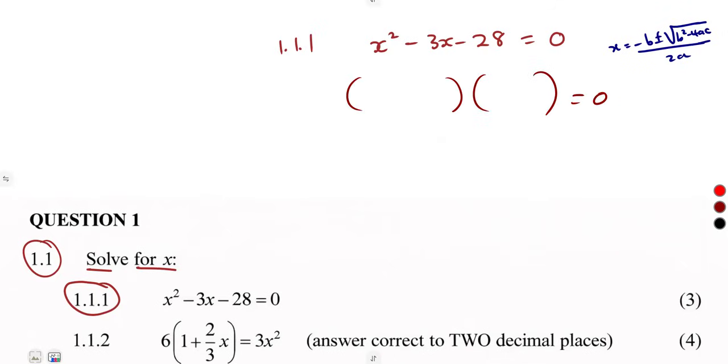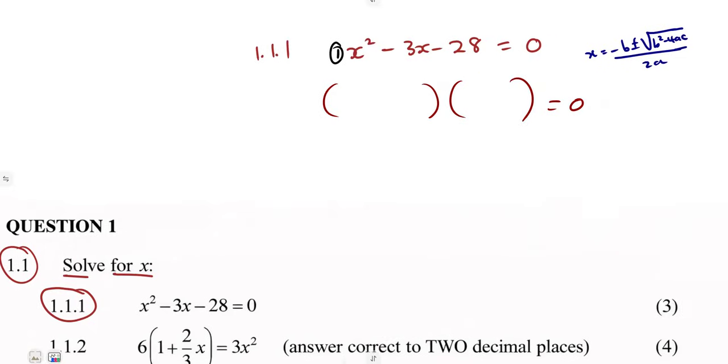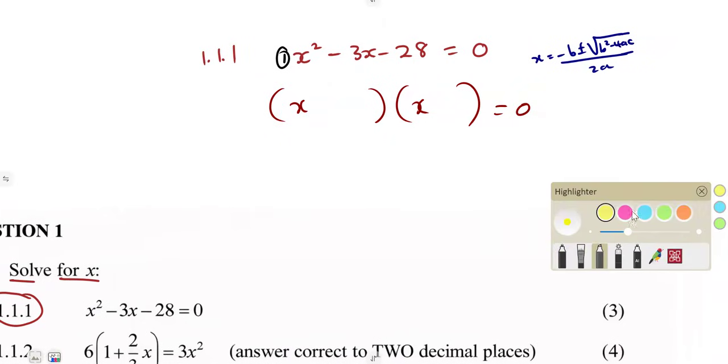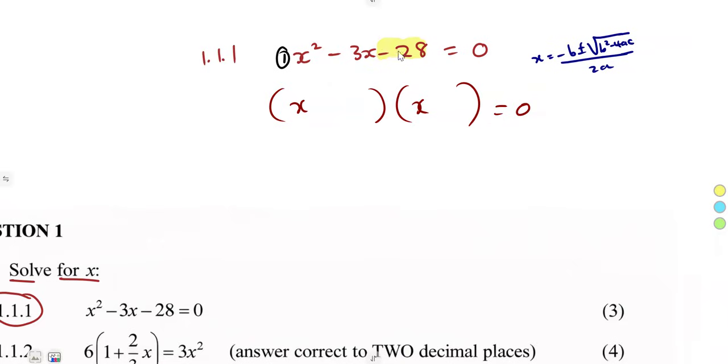The coefficient of x squared is 1, so in our brackets, we're simply going to have x and x, to obtain x squared. And we consider the factors of negative 28, our constant. But if we add these, we must obtain negative 3, the coefficient of x. So what are the factors of negative 28?